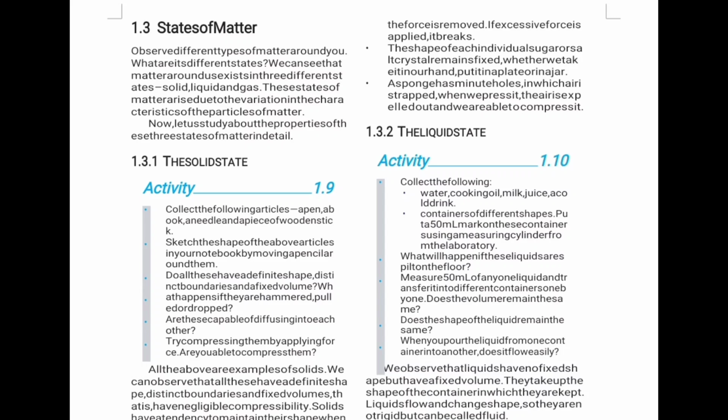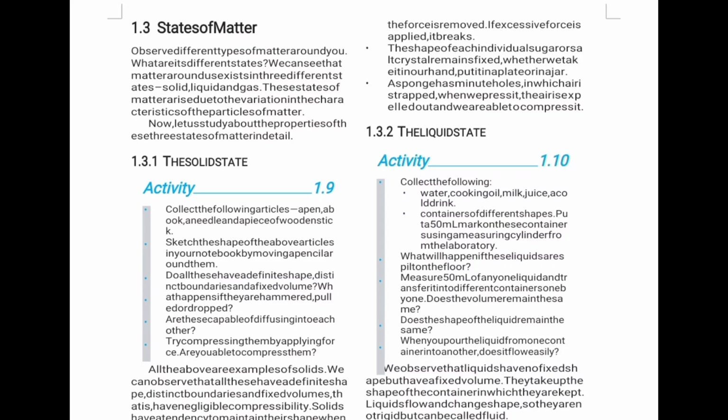1.3.1 The solid state. Activity 1.9. Collect the following articles: a pen, a book, a needle, and a piece of wooden stick. Sketch the shape of the above articles in your notebook by moving a pencil around them. Do all these have a definite shape, distinct boundaries, and a fixed volume? What happens if they are hammered, pulled, or dropped? Are these capable of diffusing into each other?